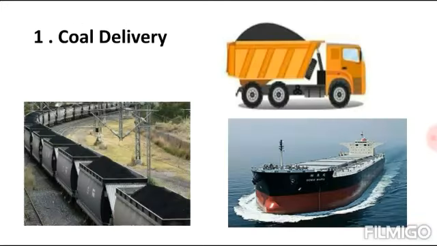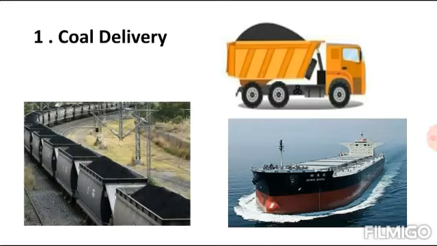Our first operation is coal delivery. The coal from the mines is transported by ships, trucks, or rail, depending upon the location of the power plant. If the power plant is near the mine, with a distance of less than 10 km, then ropeways are also used to directly transport coal from the mines. So there are four modes of transfer of coal: first is truck, second is ships, third is rail, and fourth is ropeway.